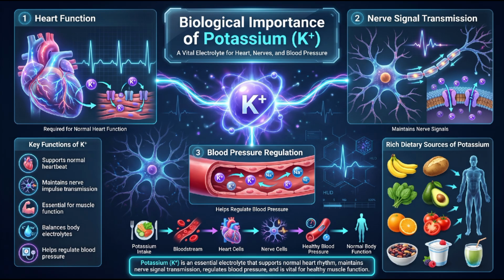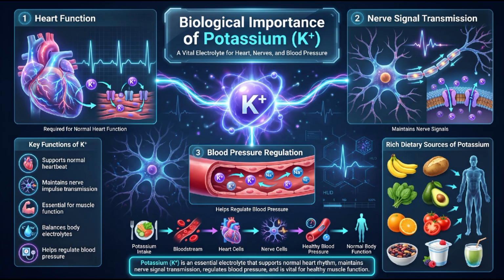Immediately afterward, potassium ions move out of the cell, restoring the original electrical balance in a process known as repolarization. This allows nerve cells to prepare for the next signal. Without potassium, nerve impulses could not be transmitted efficiently, affecting communication between the brain, spinal cord, muscles, and internal organs.